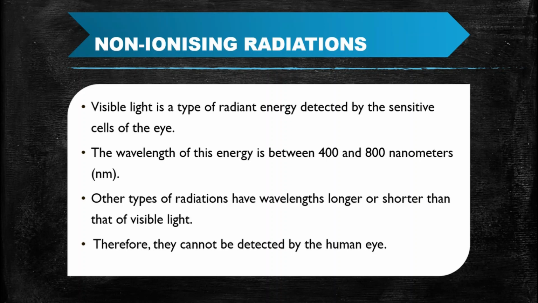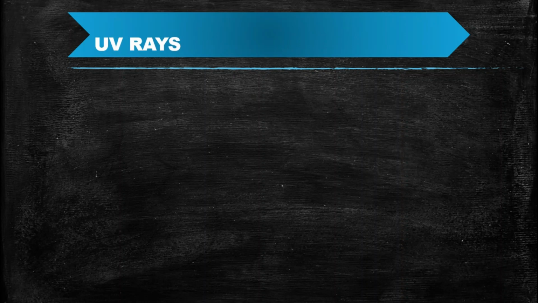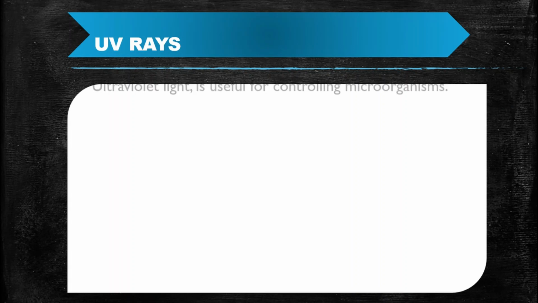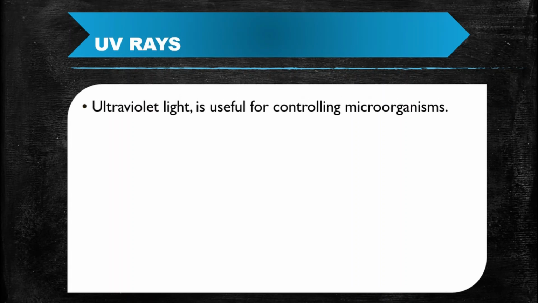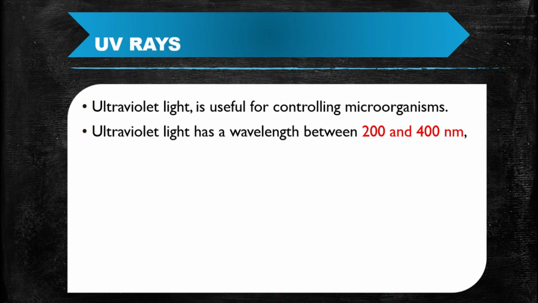Therefore, they cannot be detected by the human eye. Among those, one of the radiations is UV rays, which cannot be detected by the human eye. So let us first see about ultraviolet rays. Ultraviolet light is useful mainly for controlling microorganisms, and it has a wavelength between 200 and 400 nanometers. Earlier I told you that visible light has wavelengths between 400 and 800, but UV light has a wavelength between 200 and 400 nanometers, which is shorter. That's why it is not detected by the human eye.